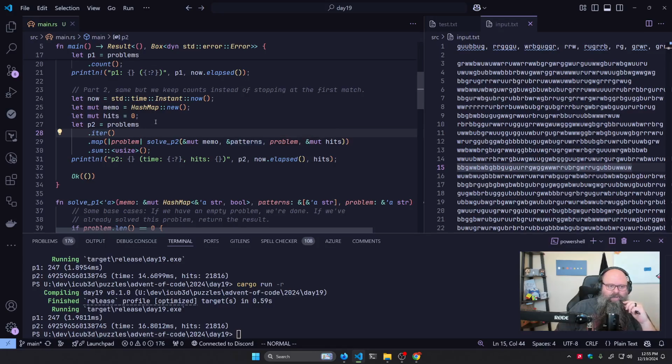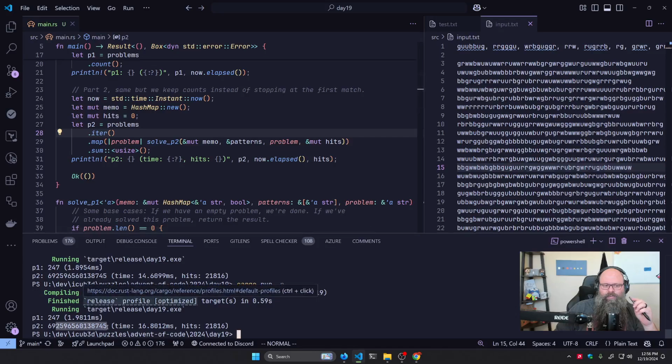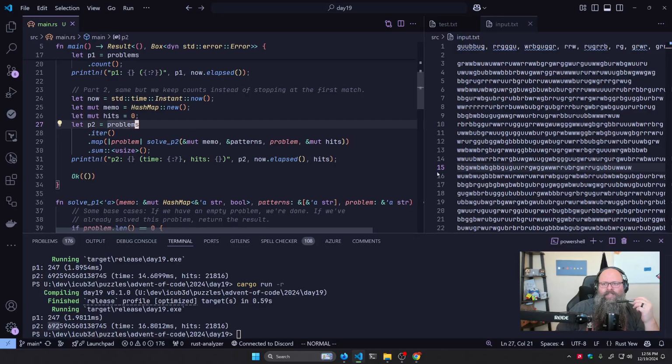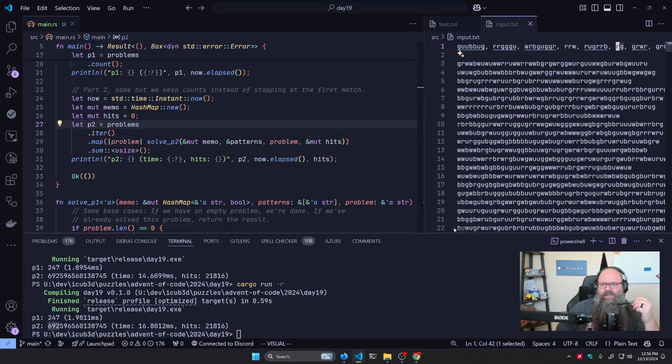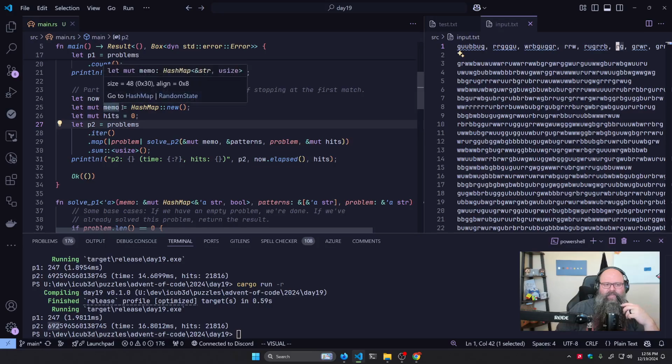Okay. The difference now in part two is, again, you're not just saying does it work or doesn't it work, you're saying how many times does it work? The answer might be 0, but it could be millions or billions to get you up to 692 trillion, right? Especially since I imagine some of these are really small, just 1 or 2 letters, and so it grows exponentially.